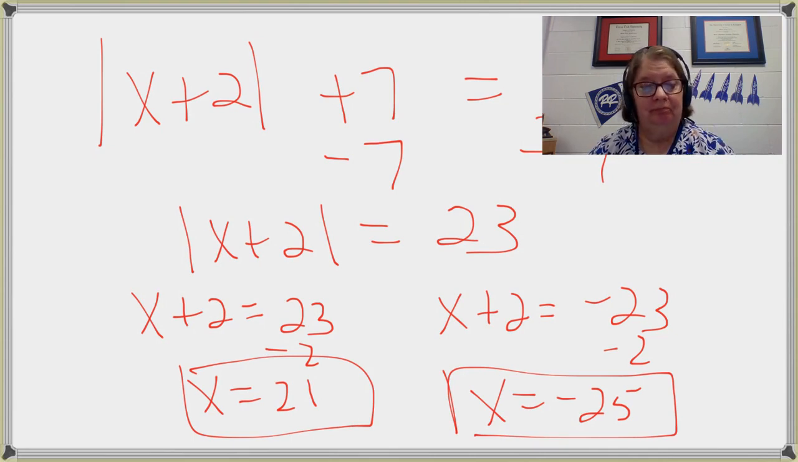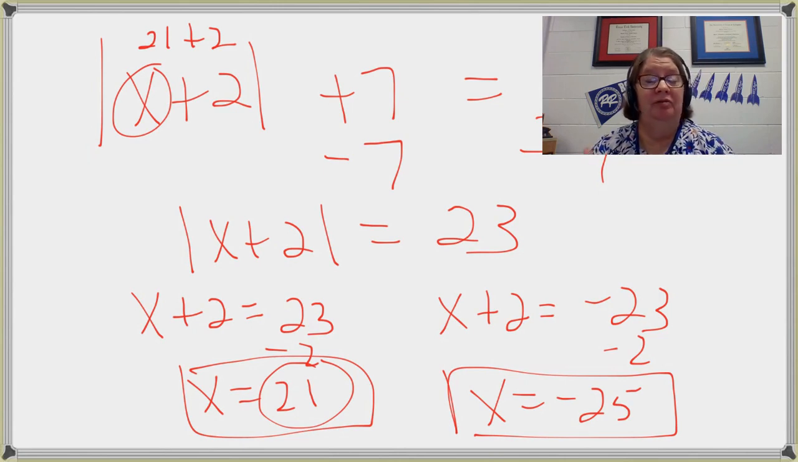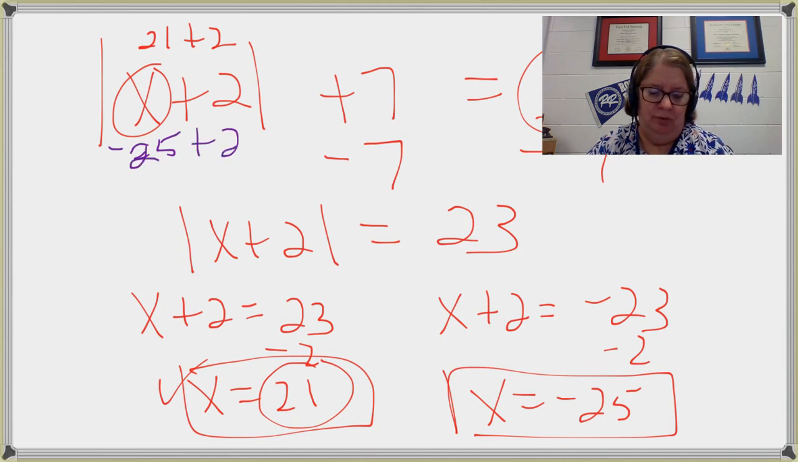Is that what you got? I'm going to kind of solve it mentally. Take this 21 and plug it in for x. What's 21 plus 2? 23. What's the absolute value of 23? 23, you're right. Plus 7? 30. Let's try the other one. What about negative 25? What's negative 25 plus 2? It's negative 23. What's the absolute value of negative 23? 23 plus 7? 30. So that one works.